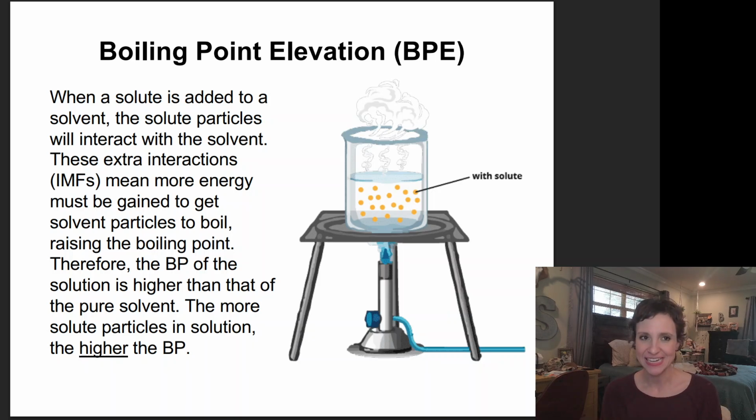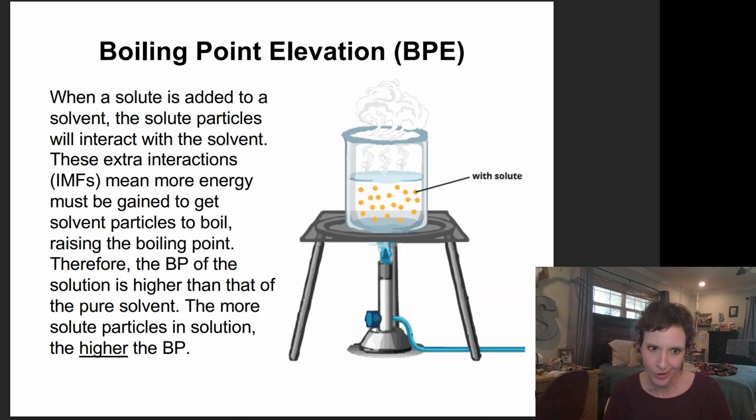So the way this works is when a solute is added to a solvent, the solute particles will interact in some way with that solvent. Now, these extra interactions, or oh my gosh, you guys, maybe IMFs between the solute and the solvent, mean more energy must be gained to get those solvent particles to a point where they can boil. So this actually raises the boiling point. Therefore, the boiling point of the solution, meaning when the solute is actually in the solvent, will be higher than if I had only pure solvent.